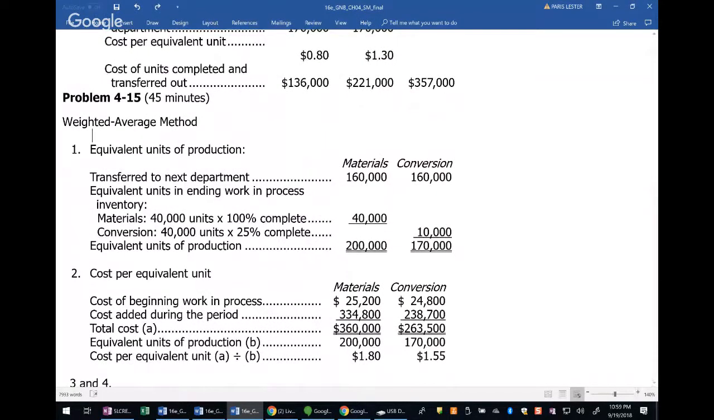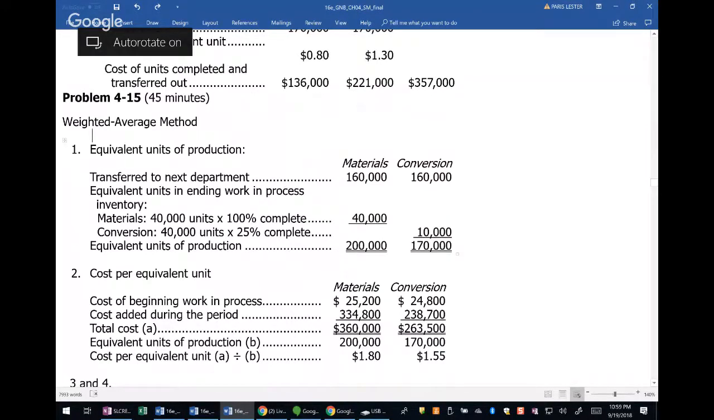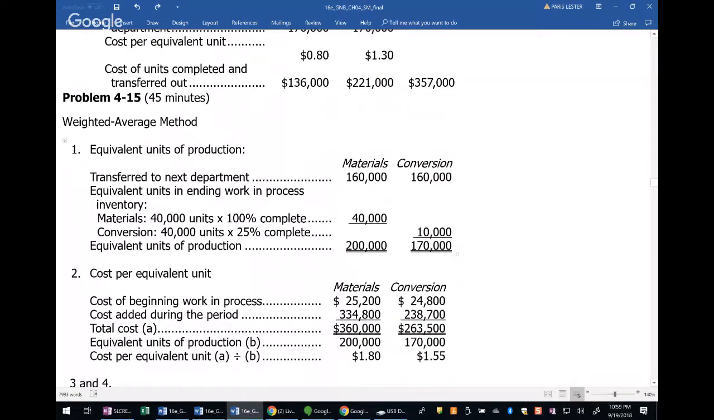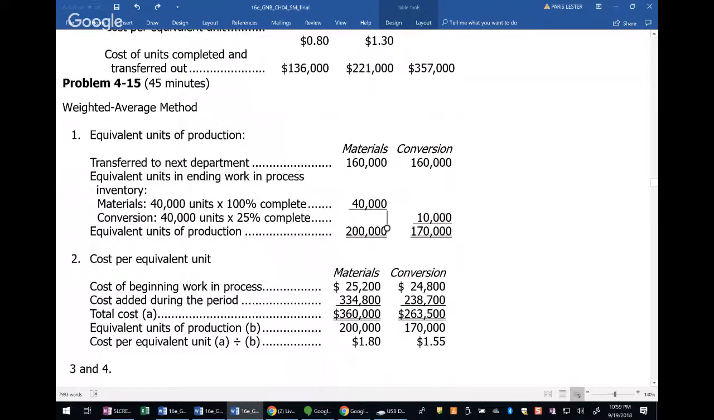Okay, for part 3, quite easy. You took 40,000, multiplied it by what? Kayla, what'd you multiply 40,000 by? Well, now we're doing part 3 is what now? Total cost? Cost of ending work in process. This is ending work in process, isn't it? 40,000? Okay, what is your answer to 3?